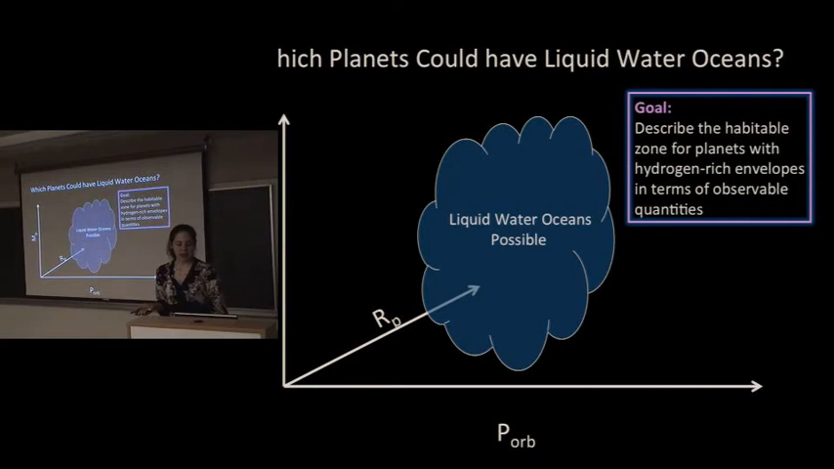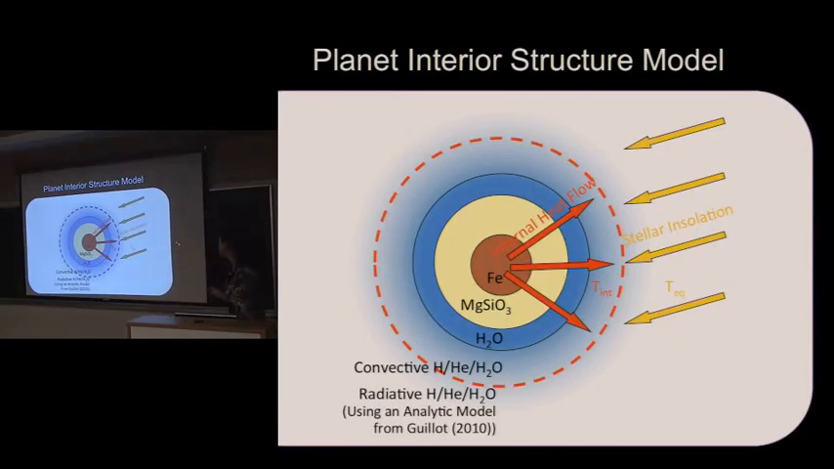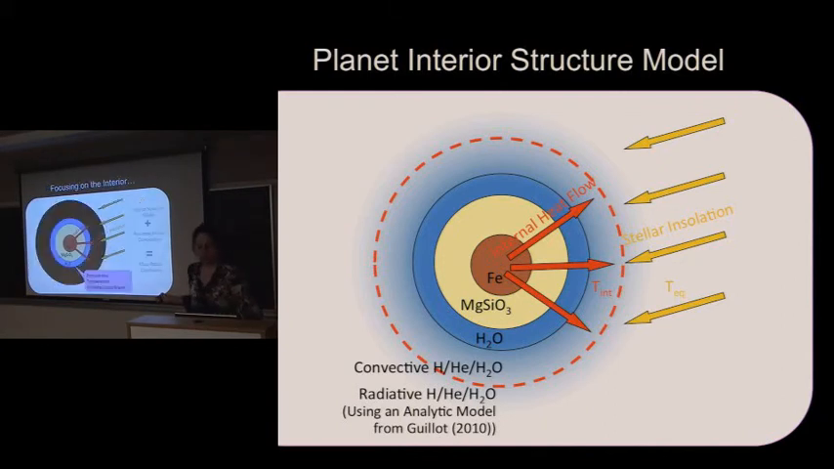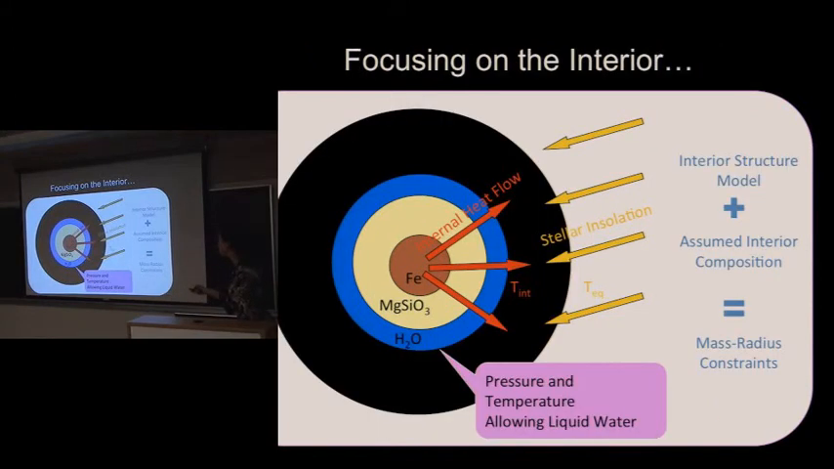So to do that, let's go back to the model. So far I've just looked at the planet envelope to derive constraints from the planet energy budgets. And now, let's take a look at the planet interior and use, with some assumed interior compositions, a planet interior structure model to calculate mass radius constraints for these planets with liquid water oceans.